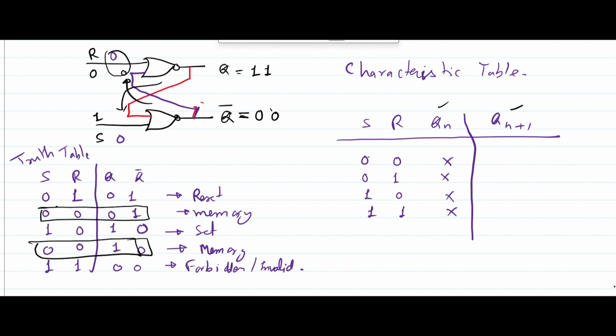So if my SR is 0 0, Qn plus 1 will be same as Qn. For SR equals 0 1, my output Qn plus 1 will be 0 irrespective of Qn. For SR 1 0, Qn plus 1 will be 1 irrespective of Qn, and 1 1 is an invalid state.